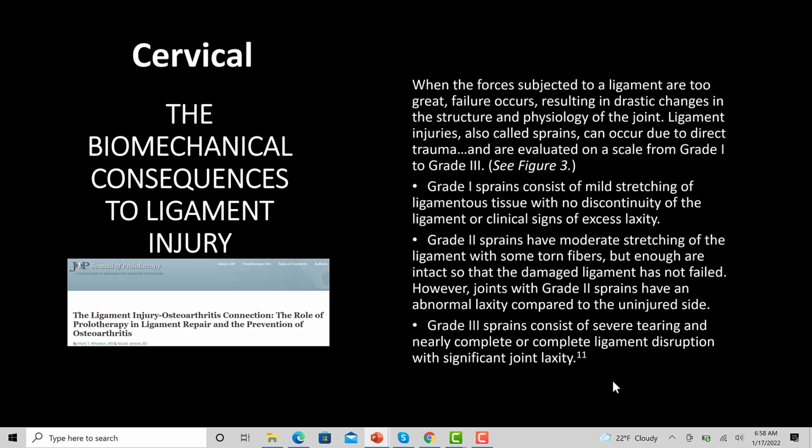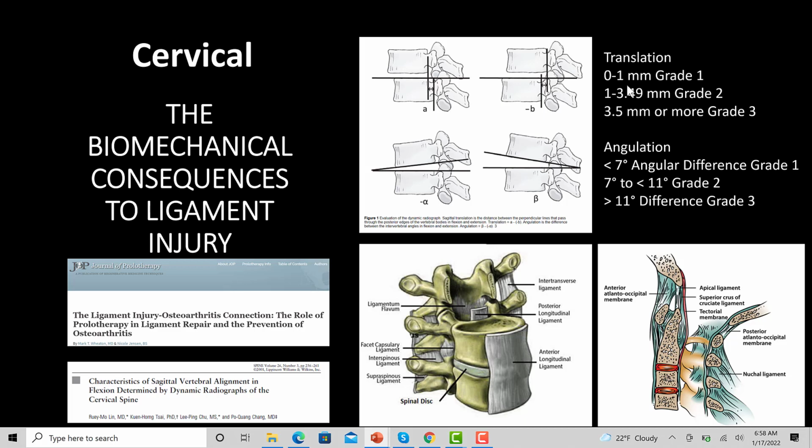So on grade 3 sprains, you're basically looking at anything that's 3.5 millimeters or above in the cervical spine, or 4.5 millimeters or above in the lumbar spine, and angular differences greater than 7, 7 to 11, or 11 or greater in the cervical spine. In the lumbar spine, the numbers are a little different, but the report shows you right there what you have as far as normal, abnormal, or rateable. So you just look at the charts.